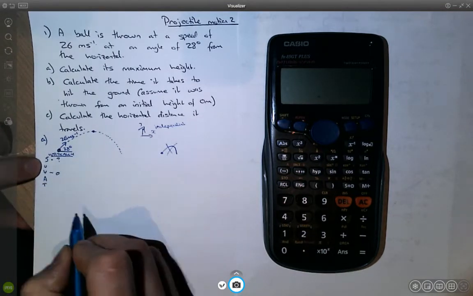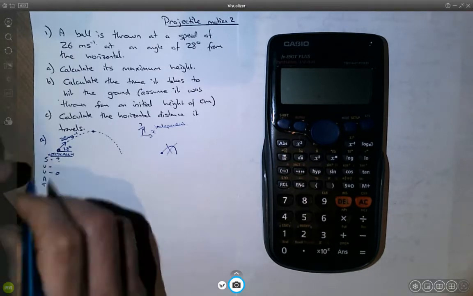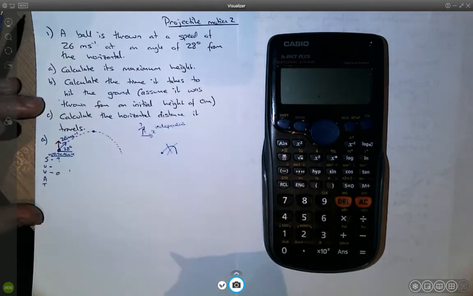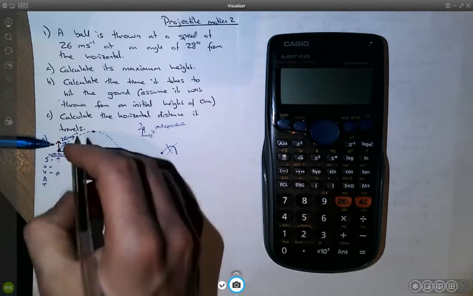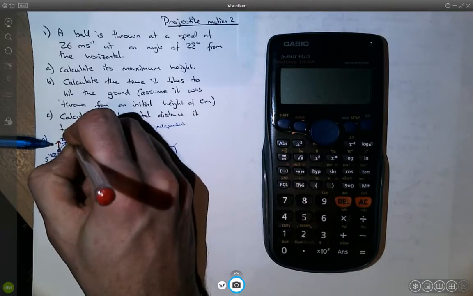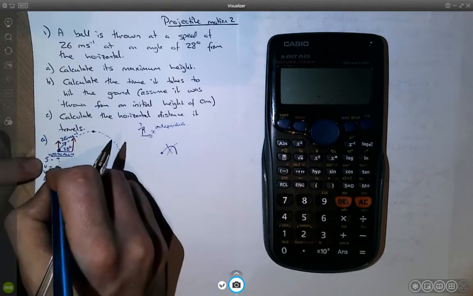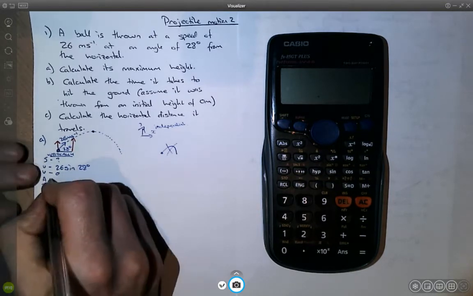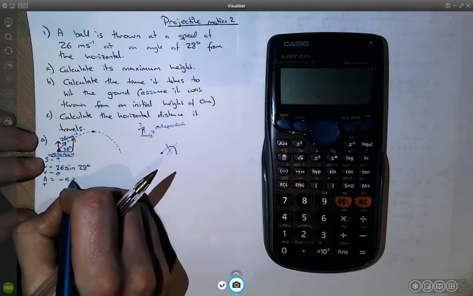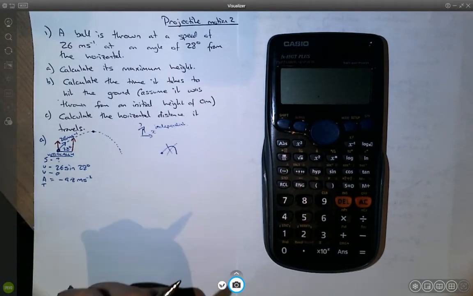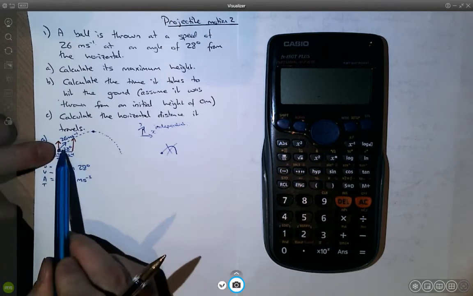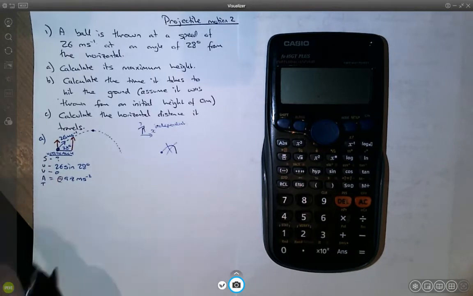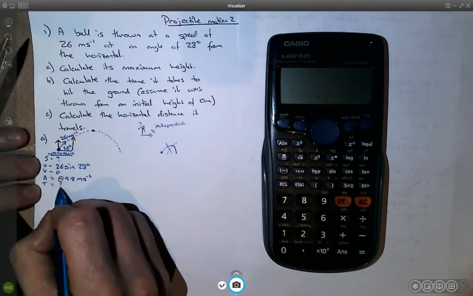So what is its maximum height? We're trying to work out S. What is its initial velocity? Well, we want the initial velocity in the vertical direction. It's asking us for this component here, so that's going to be 26 sine 28 degrees. The acceleration is minus 9.8 meters per second squared. Importantly, it is minus because it's going upwards and it's being slowed down. So the minus is important. And time, we don't know, and at the moment we don't care about this.